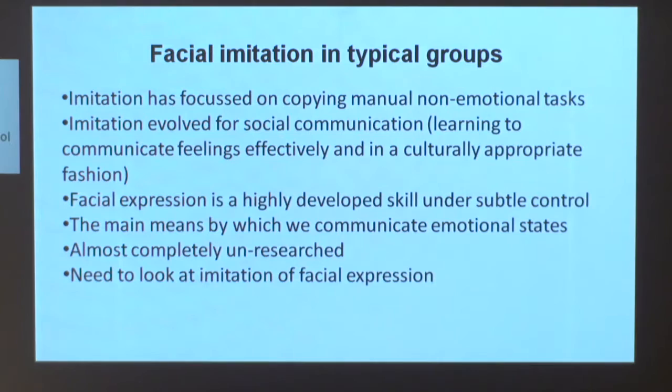As I said to you, doing all this work, everybody's busy trying to look at these motoric processes, thinking about imitation. But it occurred to me this wasn't really very ecologically valid. Where does copying shapes, drawing shapes, map onto the day-to-day problems we see in autism, which are about the use of social communication, learning how to communicate feelings effectively and in a culturally appropriate fashion.